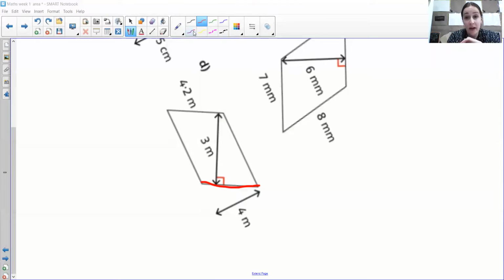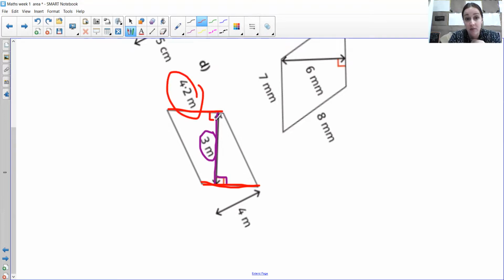It's tricky to see, but hopefully you can see that this line here, the 3 meters, is the perpendicular height because they meet at that right angle. Right. What's the measurement though of the base? What's the measurement of this line here? Is it 4 meters? No, don't let it trick you. Remember, these two lines are equal. So if this line is 4.2 meters, this line is also 4.2 meters.